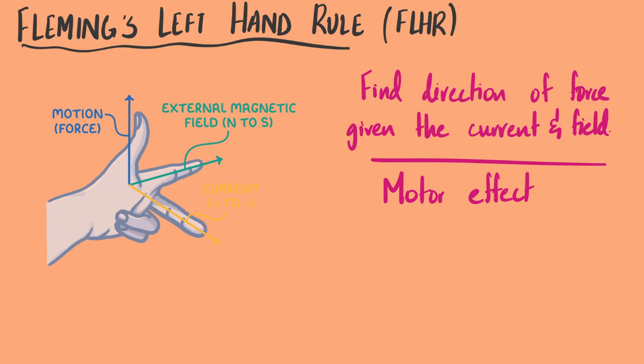And again, as we talked about, your thumb, your index finger and your middle finger are mutually perpendicular, because this angle is 90, this angle is 90, and this angle is 90. Right, so they're mutually perpendicular to one another.